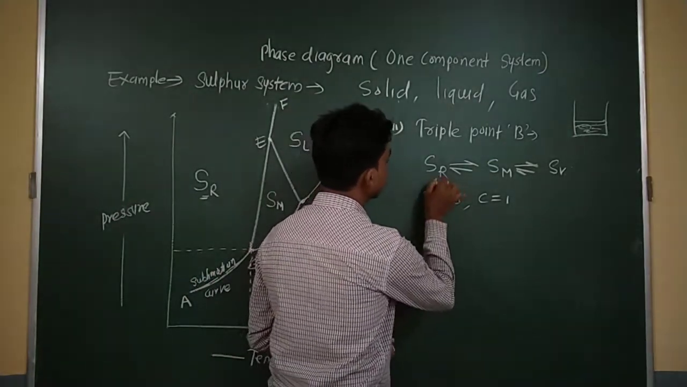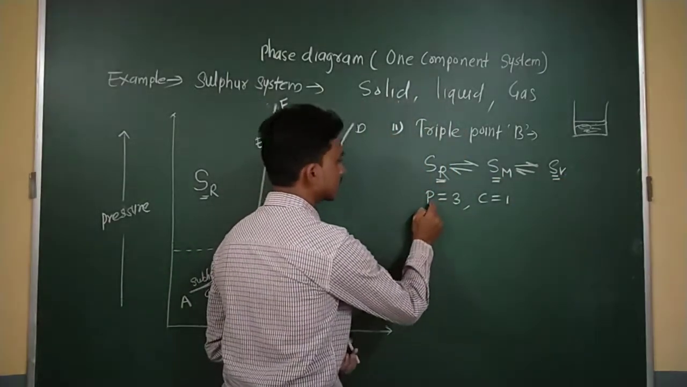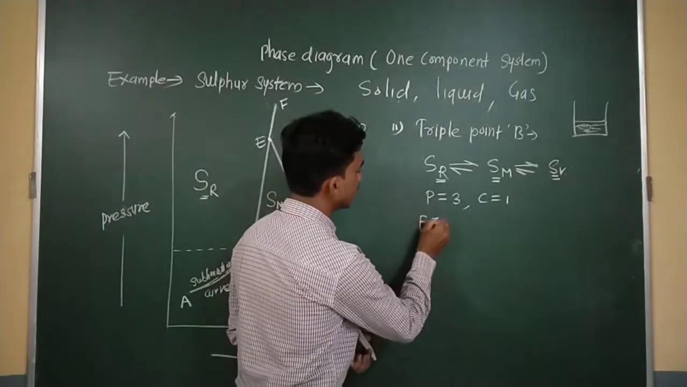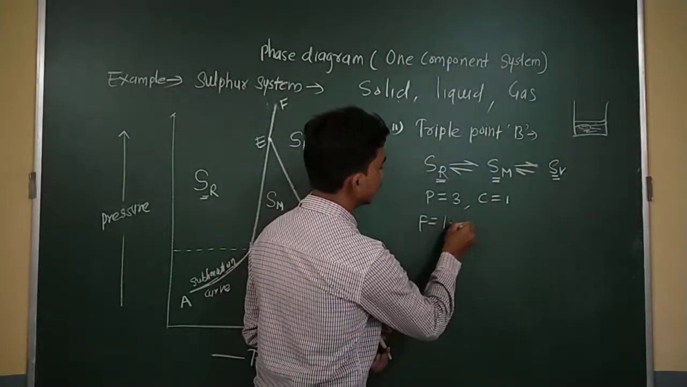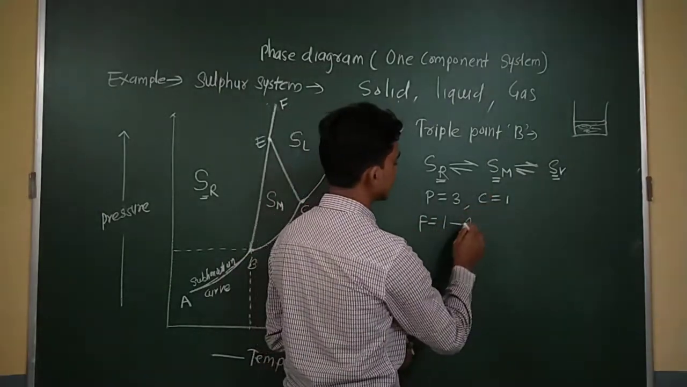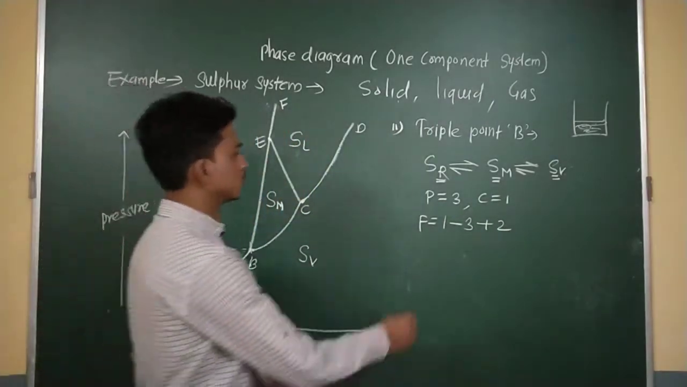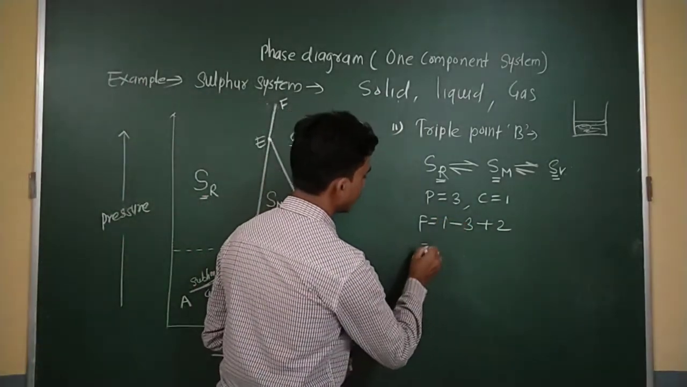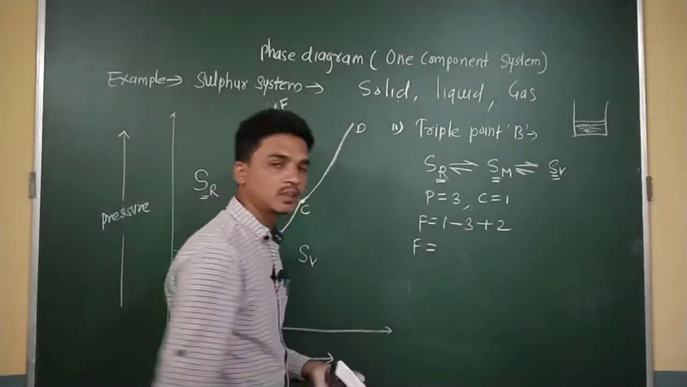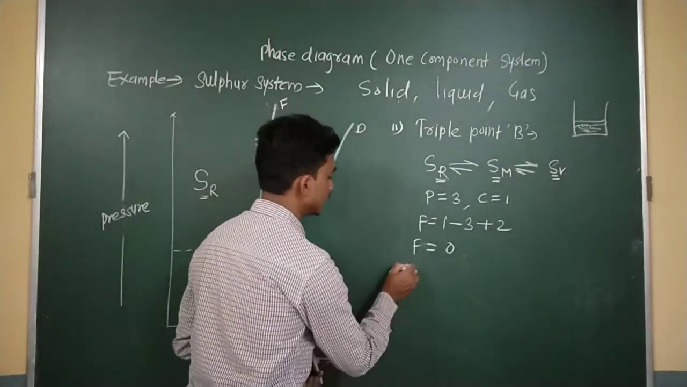This is in rhombic form, this is in monoclinic form, this is in vapor form. So the number of phases is 3 and the number of components is 1. By using the phase rule, F is equal to C minus P plus 2, which is 1 minus 3 plus 2. 1 minus 3 is minus 2, plus 2, so F is equal to 0.